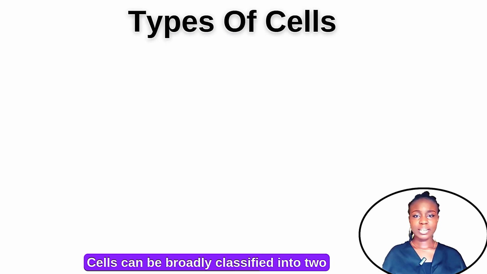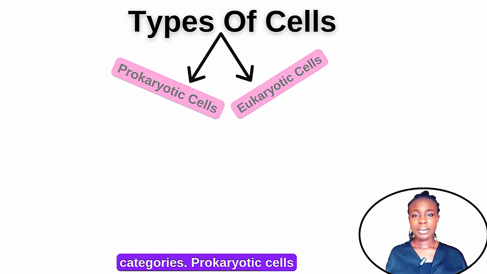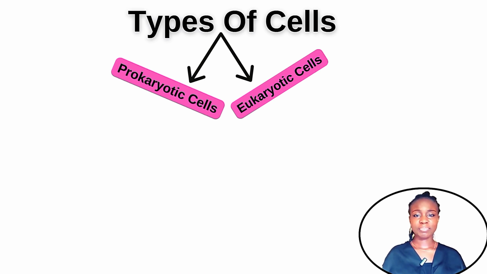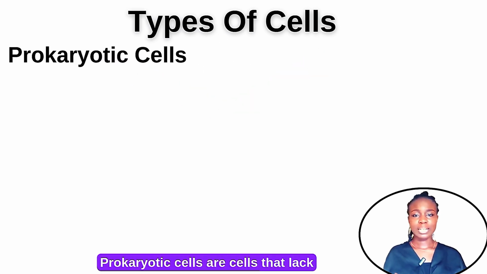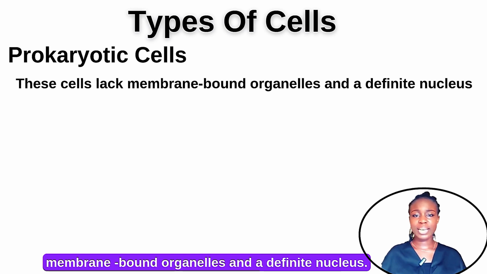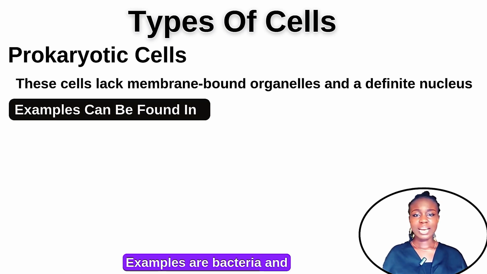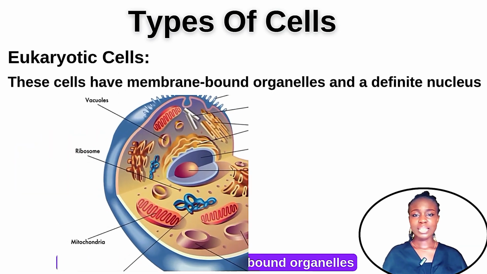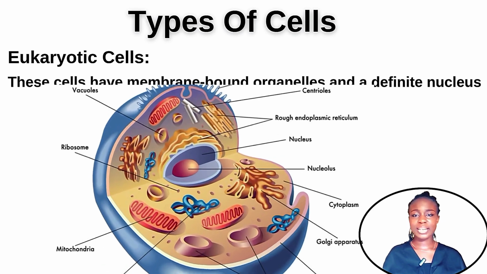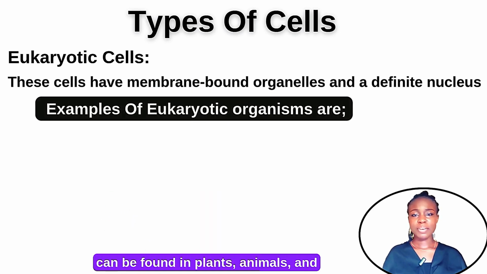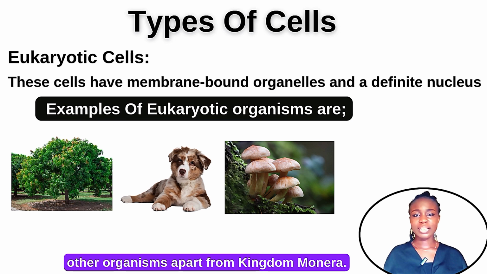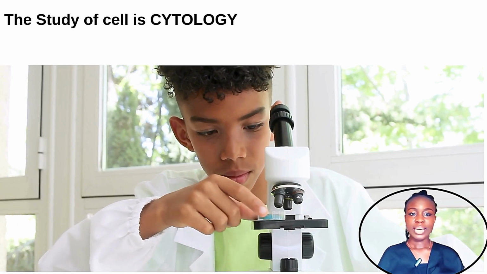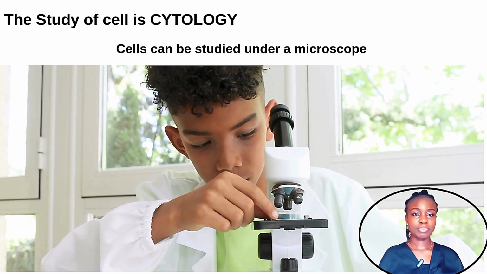Cells can be broadly classified into two categories: prokaryotic cells and eukaryotic cells. Prokaryotic cells are cells that lack membrane-bound organelles and a definite nucleus. Examples are bacteria and archaea. Eukaryotic cells are cells that have membrane-bound organelles and a definite nucleus. Examples can be found in plants, animals, and other organisms apart from kingdom Monera. The study of cells is cytology, and cells can be studied under a microscope.